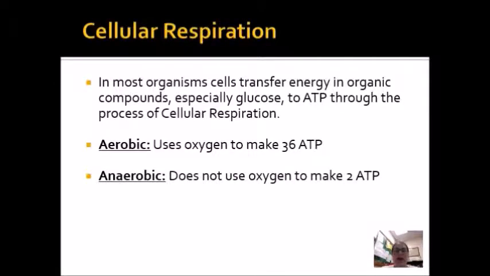As you can see in the slide presentation, aerobic uses oxygen to make 36 ATP. Anaerobic does not use oxygen to make 2 ATP. Since aerobic makes 36 ATP and anaerobic makes 2 ATP, aerobic is the most efficient way of making ATP from molecules of glucose. And that is why most organisms depend on aerobic cellular respiration. That's why we have to breathe in and out every single day, because the oxygen that we inhale allows us to make 36 ATP.